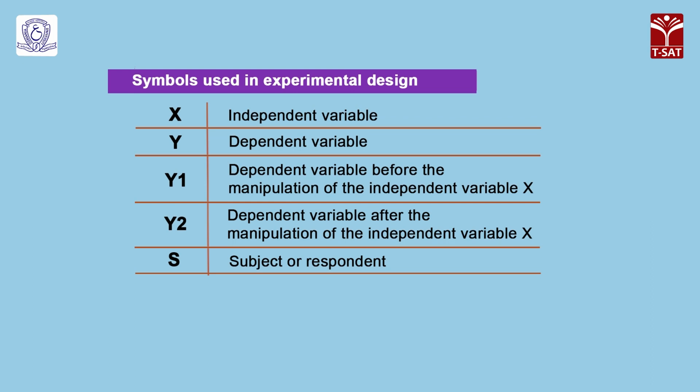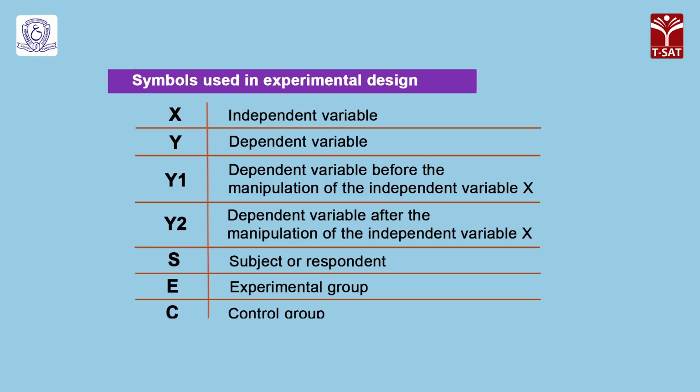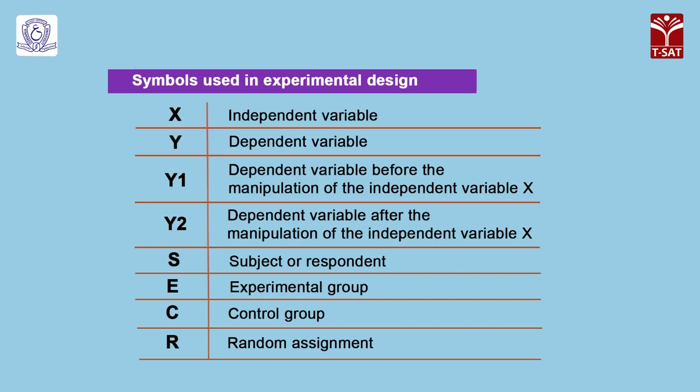S represents the subject or respondent used in the experiment. E group refers to the experimental group, the group that is given the independent variable treatment. C group refers to the control group, the group that does not receive the experimental treatment. R indicates random assignment of subjects to the experimental groups and the random assignment of treatments to the groups.